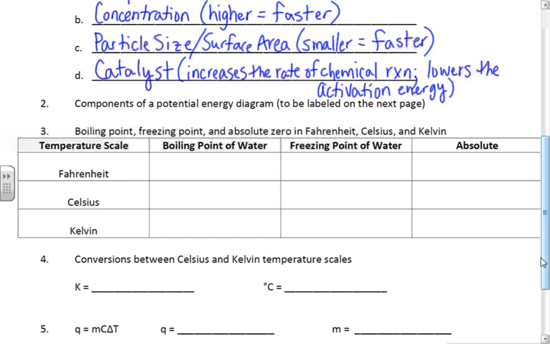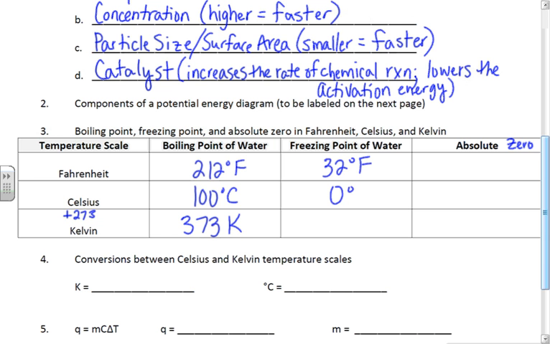Okay. For the components of a potential energy diagram, we're going to see those on the next page. For our temperature scales, we're going to have the boiling point of water at 212 degrees Fahrenheit, 100 degrees Celsius, and then 373 Kelvin. The way we get Kelvin is we take our temperature in Celsius and we add 273 to it. Okay, the freezing point of water is at 32 degrees Fahrenheit, 0 degrees Celsius, or 273 Kelvin.